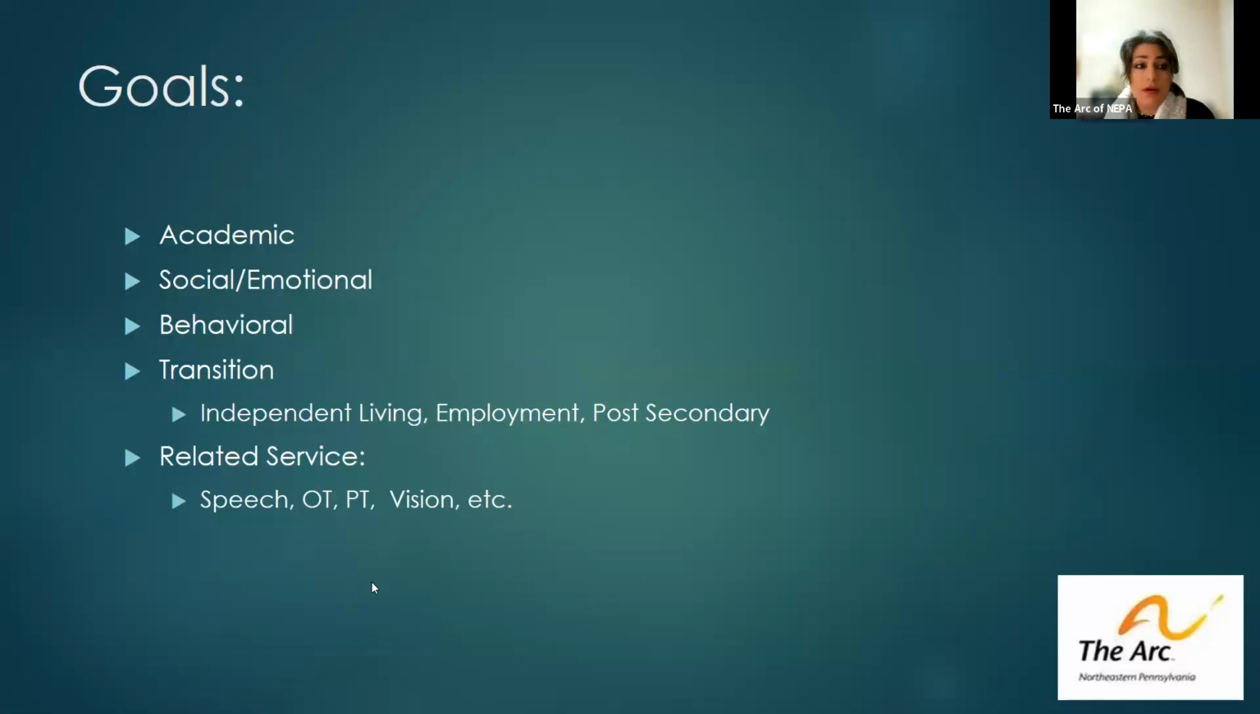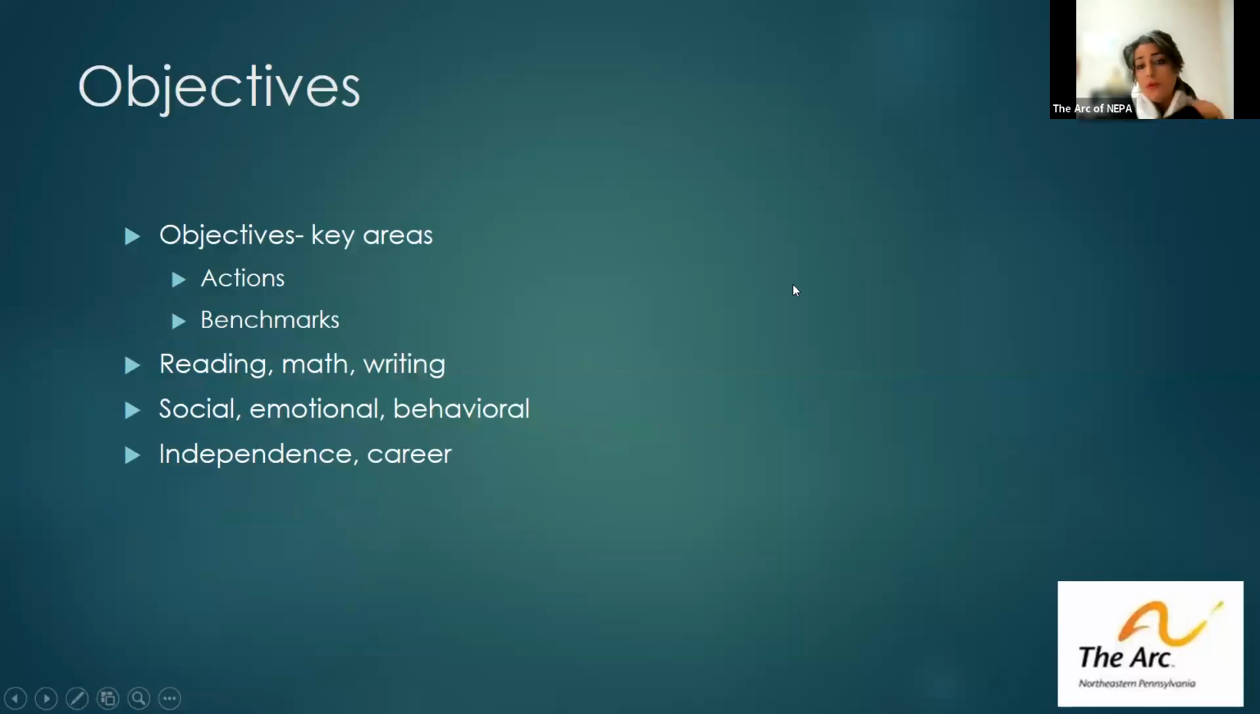So, next slide. What are the objectives of these goals? Goals should be clear and measurable. The objectives will focus on key areas. For example, instead of saying Sally is going to read more fluently by the end of her year, say Sally will read orally at 80 to 100 words per minute with 95% accuracy.